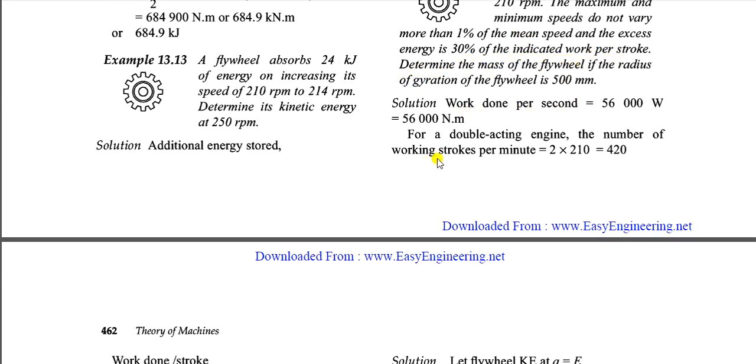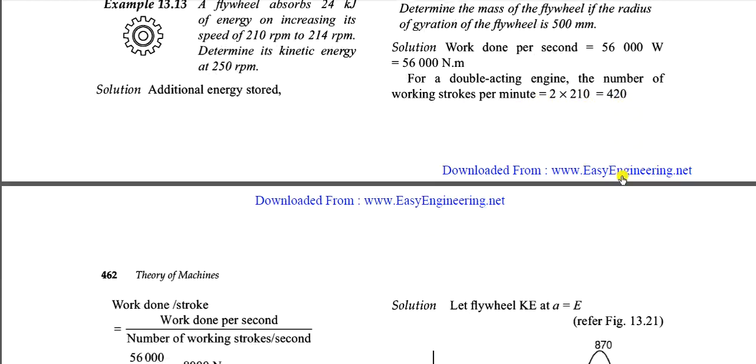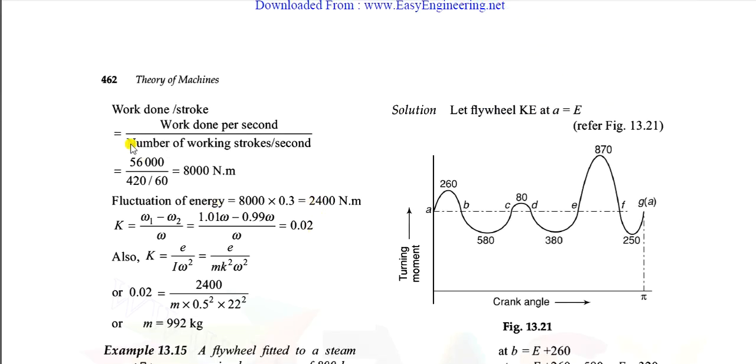Okay, so that's why you have to calculate how much stroke per minute it will complete. So 210 into 2, 420 strokes in 1 minute, because in 1 minute it's completing 210 revolutions. Okay, 210 revolutions, and in 1 revolution 2 strokes. So in 1 minute 420 strokes. Now work done per stroke, how will we calculate?